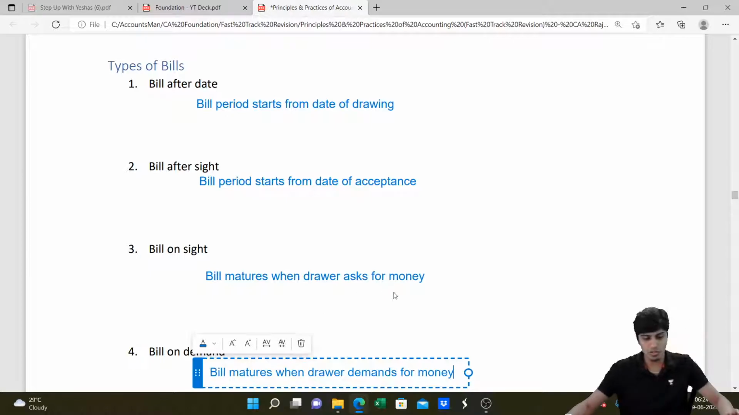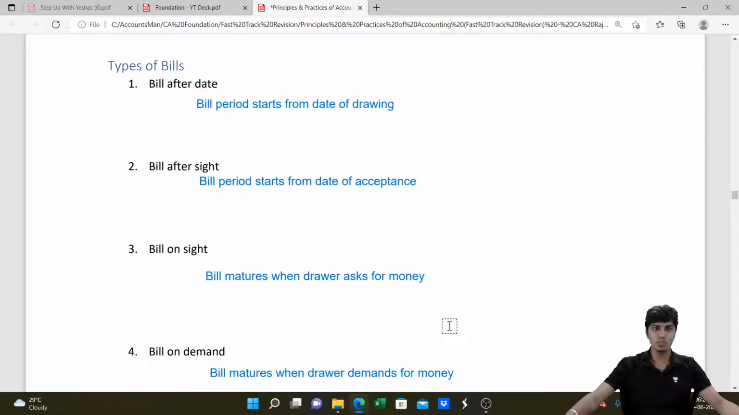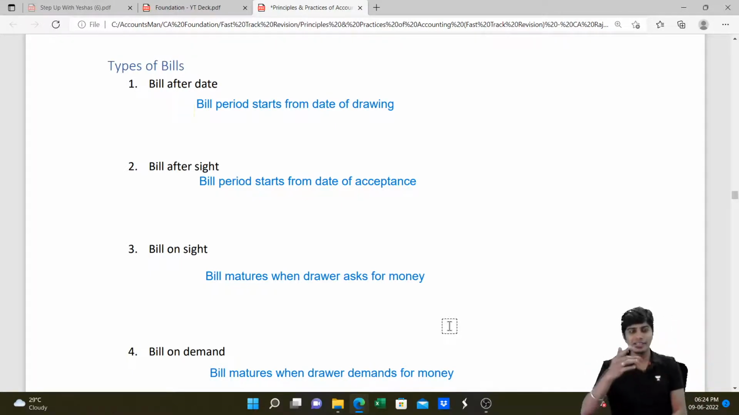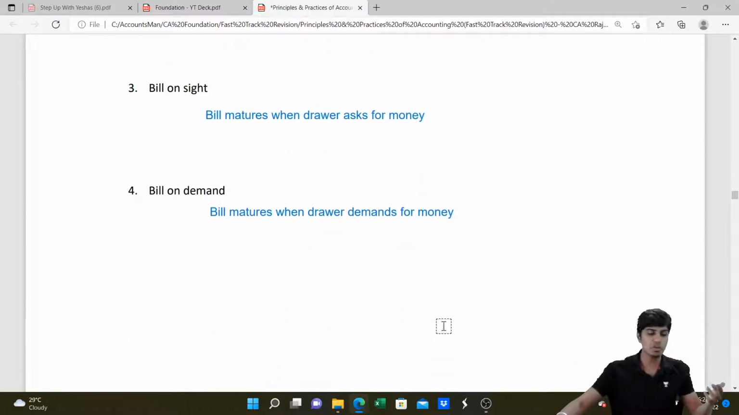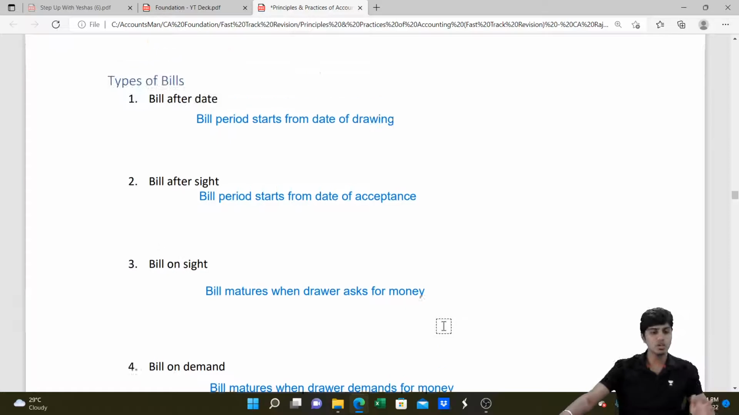So as long as we're on good terms, it's good, bro. The day I ask for money, you should pay. There is no concept of bill period. There is no concept of due date or pre-agreed maturity date. The day I ask, you should give. The day I present the bill, you should give. It's also called bill on presentment. Bill on presentment is the same thing.